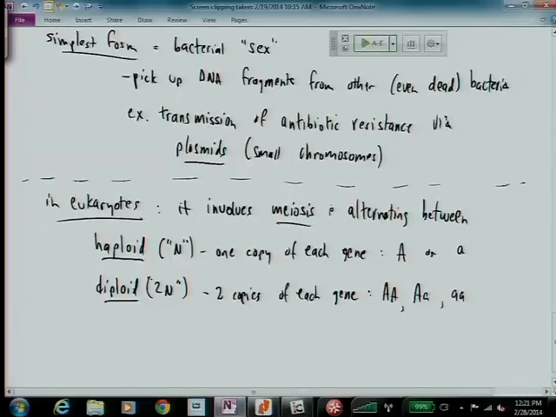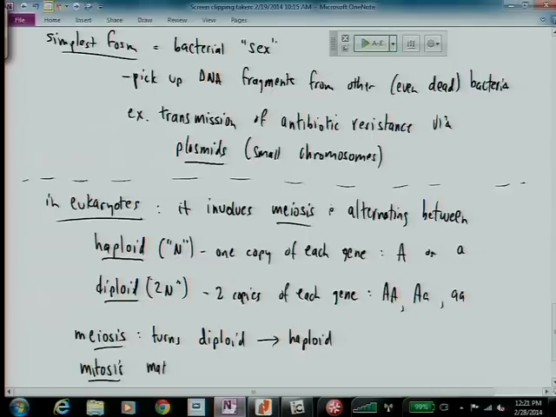One thing to bear in mind. Also, meiosis turns diploid to haploid. And mitosis makes exact copies. So we're going to see this further.